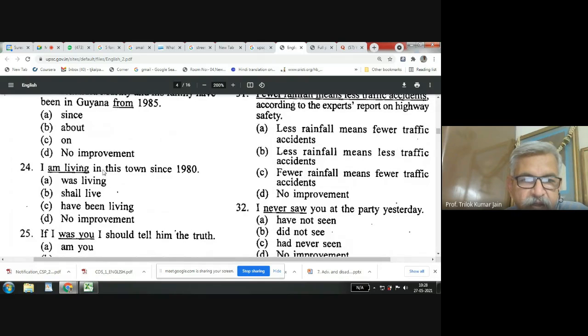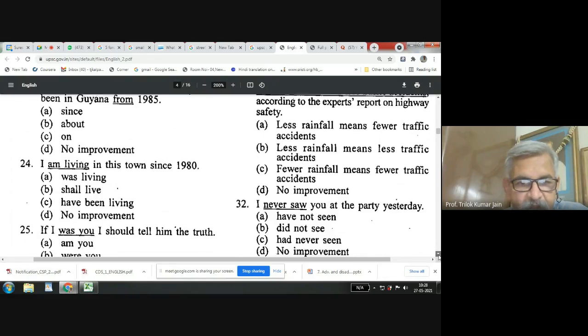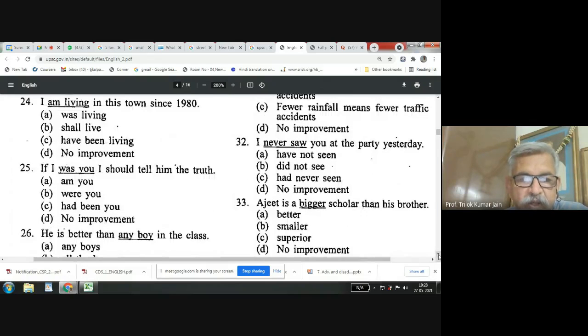I am living in this town since 1980. The correct answer is I have been living. If I was you, I shall tell him the truth. The correct answer is if I were you. With if, we will use were. 32. I never saw you at the party yesterday. The correct answer is I did not see you at the party yesterday.